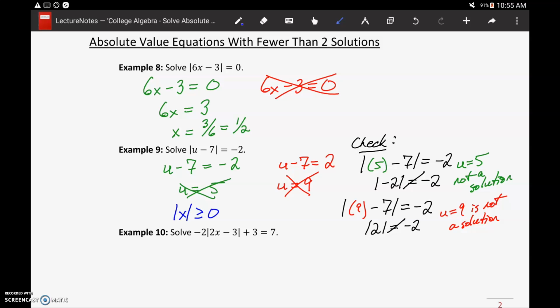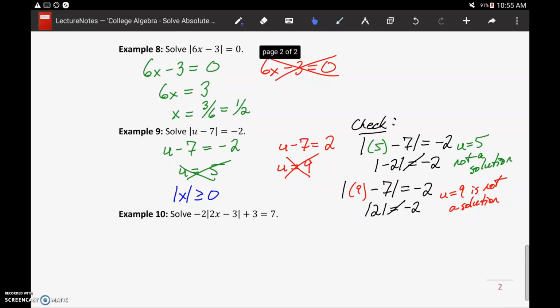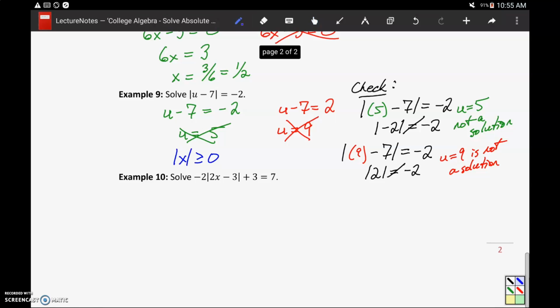So anytime we have an absolute value function set equal to a negative, these steps that we worked out here are really just kind of irrelevant. We should just be able to jump straight to saying that there is no solution in this case. Or the other way to say that would be that the solution is the empty set. So there are no values that would make that absolute value statement true.